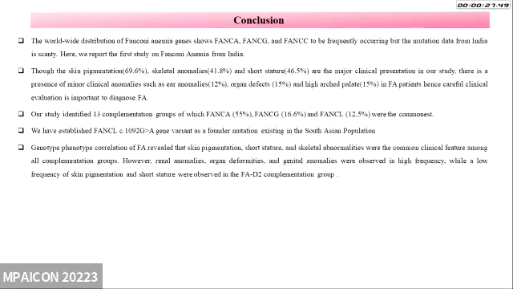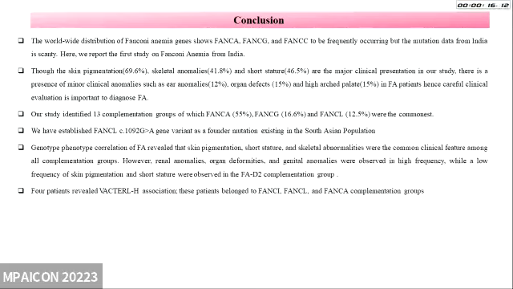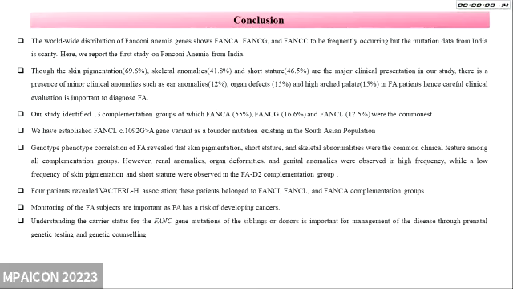Genotype-phenotype correlation revealed that skin pigmentation, short stature, and skeletal anomalies were common. But in FANC-D2 cases, organ defects, renal anomalies, and genital anomalies were very common. Further, when we looked at VACTERL-H association, 4 patients revealed VACTERL-H association, belonging to the FANC-I, L, and A complementation groups. Monitoring of these subjects is important as they develop cancers, and the carrier status of siblings or donors is important to understand.